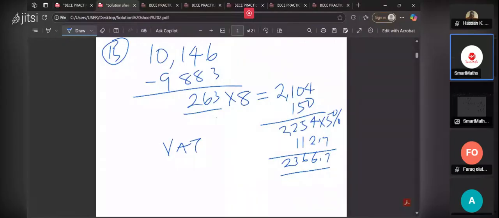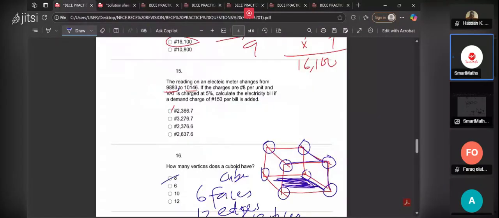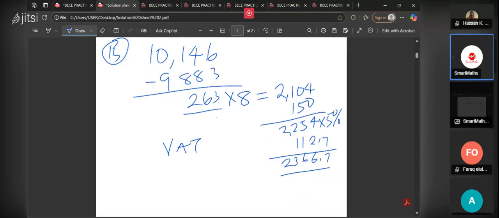Then there is the demand charge. Demand charge is a charge that you pay whether you use the meter or you don't use it, you are going to pay it. It is 150 naira. So we have to add it to it. That's how we got 2,254.